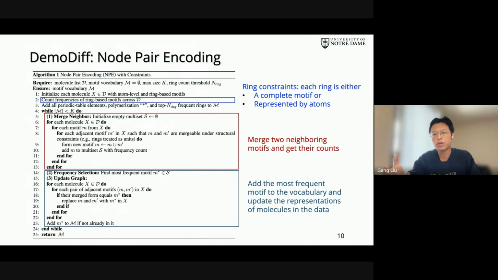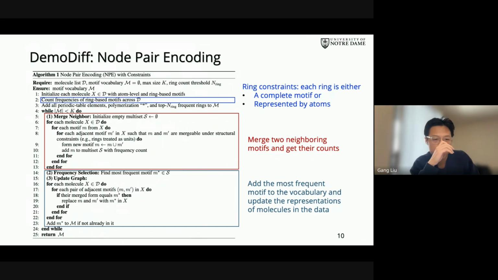It will introduce ambiguity in how we can connect these two rings. How can we connect the two parts of the rings? Because if we break two rings, we introduce at least two attachment positions for each of the motifs. That's what we don't want to have.